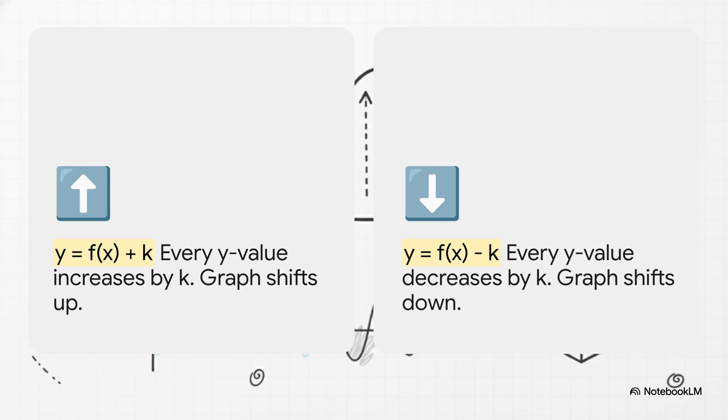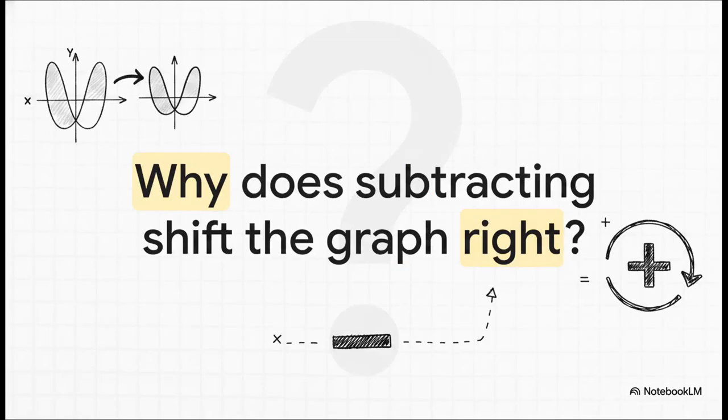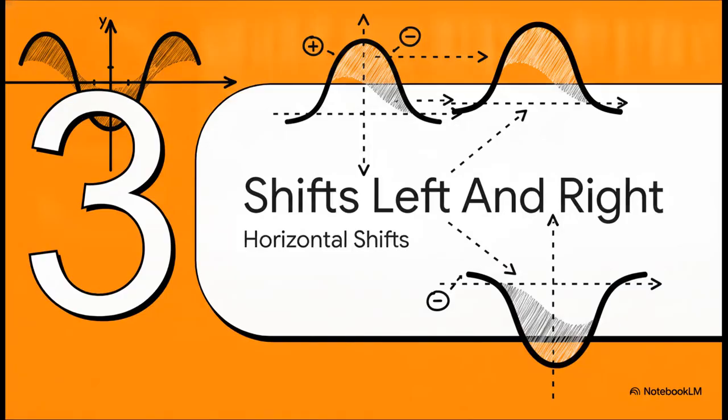Like, if a company's baseline profits go up a flat $10,000 across the board, the whole curve just shifts straight up. Super easy, right? But hang on a second. What if we change the inside of the function? As we're about to see, the x-axis behaves in a completely counterintuitive way. Subtracting actually moves us to the right. Wait, why is that? Which brings us nicely to section 3, horizontal shifts left and right.